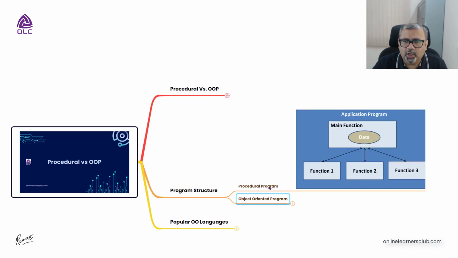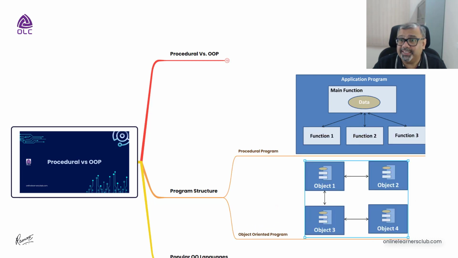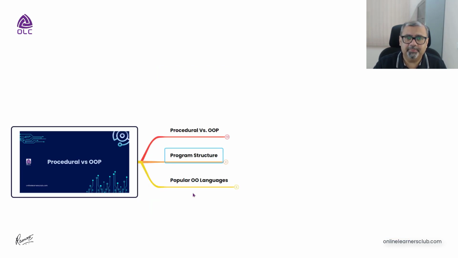Whereas an object-oriented program is quite different, where every object will have its own data. This is very important. You can take a look at this, which is the actual difference between a procedural program and an object-oriented program. Here you see the data is well encapsulated within the respective object. So every object or every class has its own structure and its own data. That's the basic difference in terms of program structure.